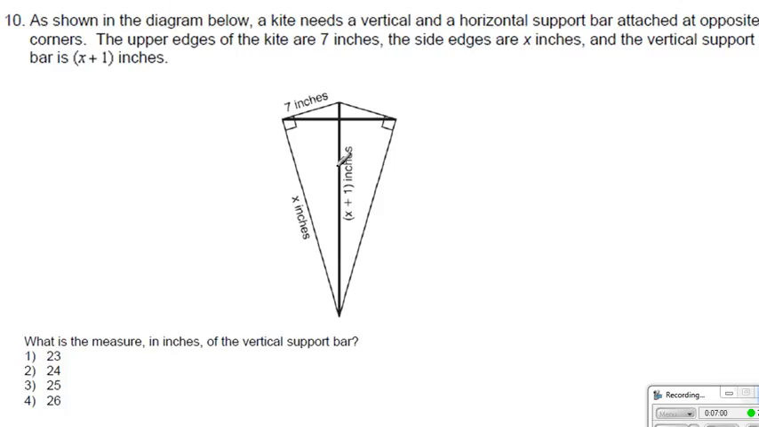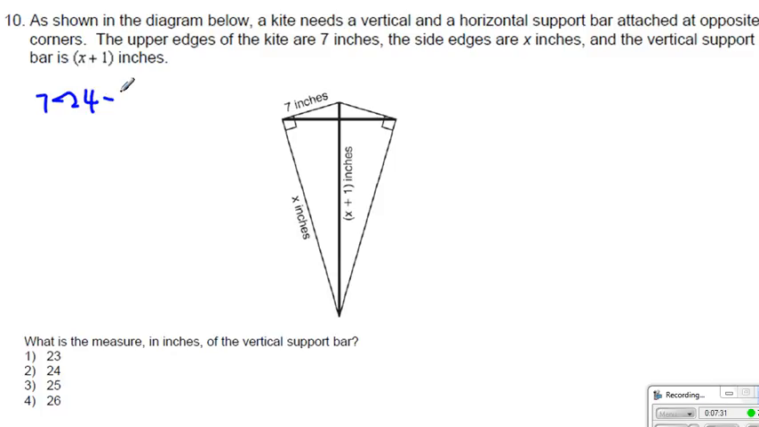All right, number 10. As shown in the diagram below, so given in this way. Now this is equal to x, this one is equal to 7, and then this one is x plus 1. Now what is the measure in inches of the vertical support bar? So here we have vertical support bar is this one. Now those of you who memorized the Pythagorean triple ratio here, 7 and then x plus 1, in fact, this will be 24 and 25.